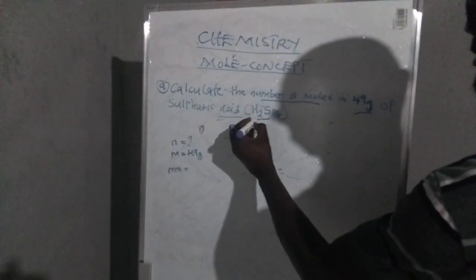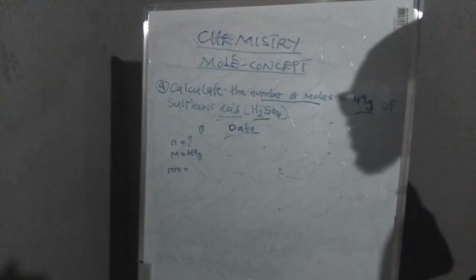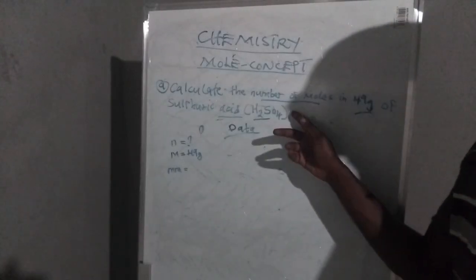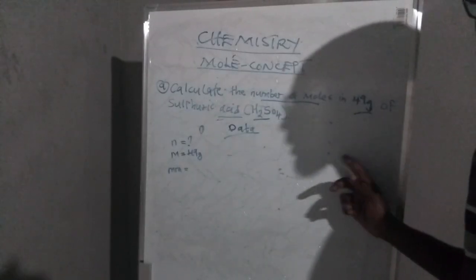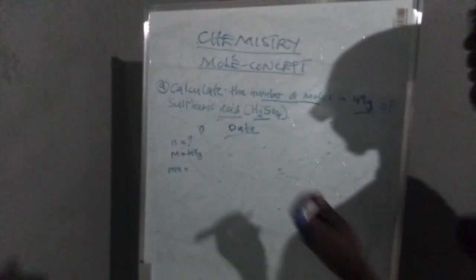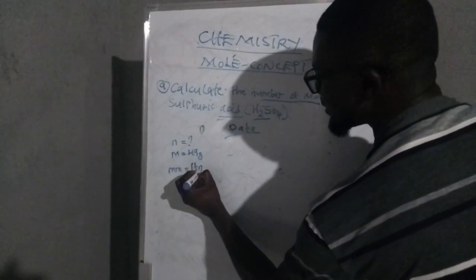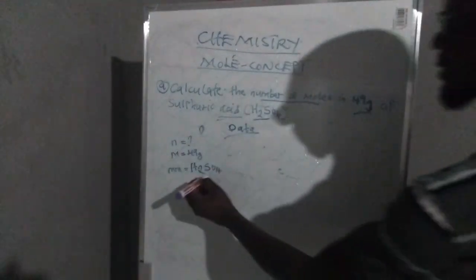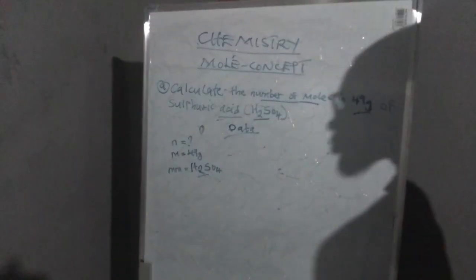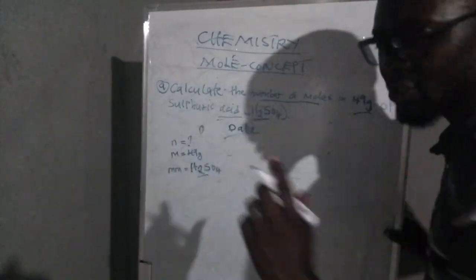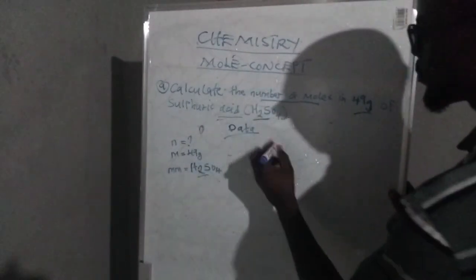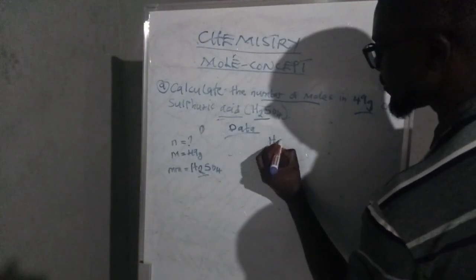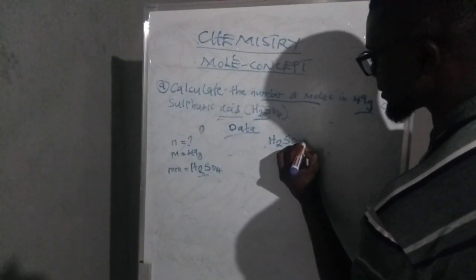So the molar mass is hidden in sulfuric acid, because we're trying to find the number of moles and the mass where? In sulfuric acid. So we have sulfuric acid here. We have sulfuric acid like this. But is this the molar mass? No. So how do we find the molar mass? That will be the first thing we are going to do. So we are going to bring out sulfuric acid here like this.